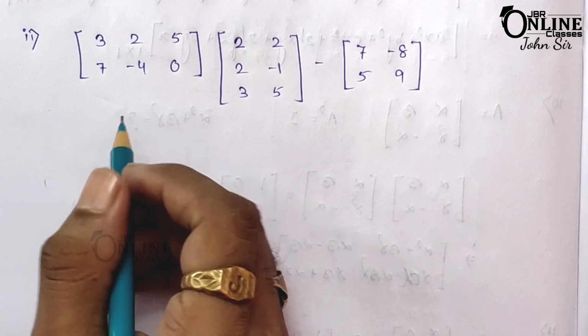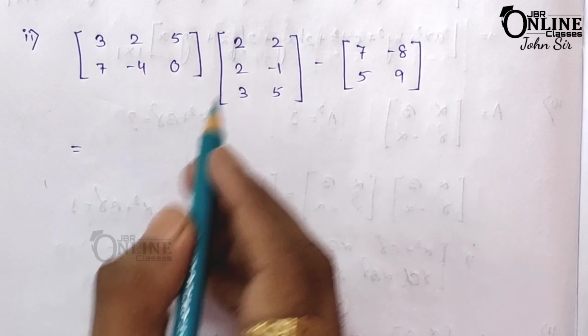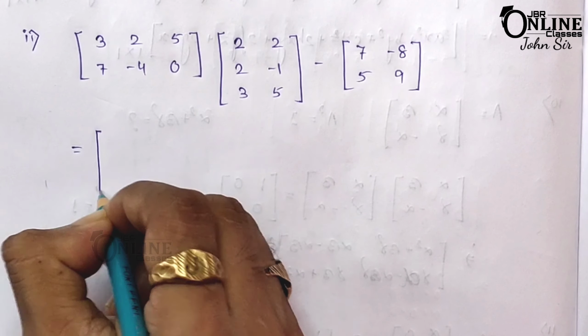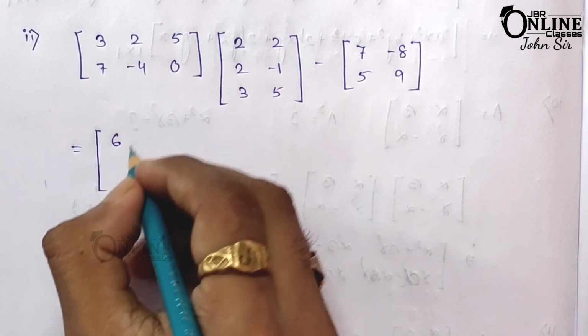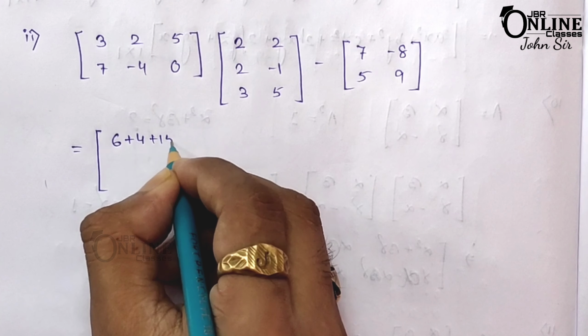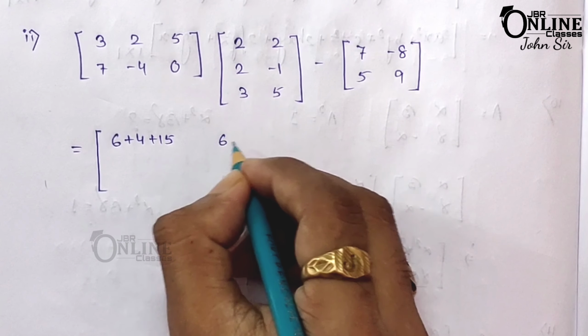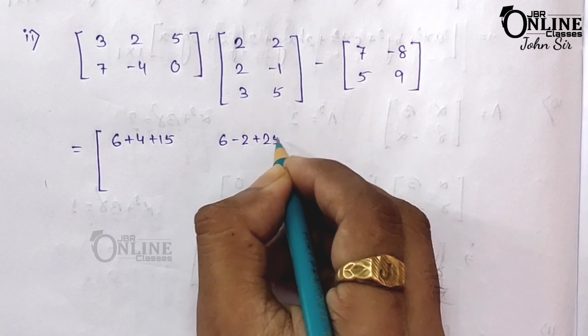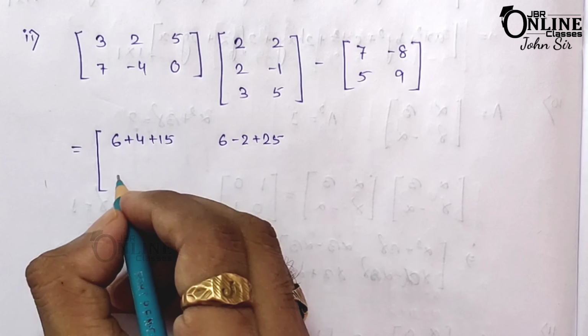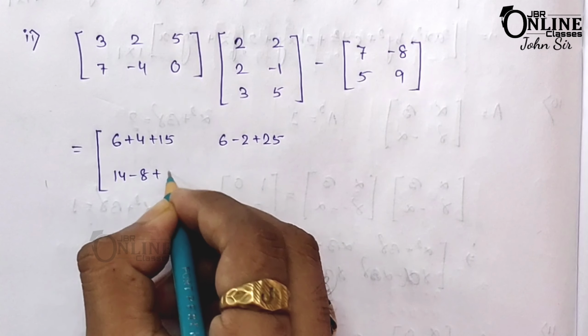Now the second one. So here the second one, first you have to multiply this one. So 2 into 3, it becomes 6, then 2 into 2, it's 4, 5 into 3, it's 15. Next 2 into 3, 6 minus 2 and 25. Okay, here 2 into 7, 14 minus 8, it will be 0.